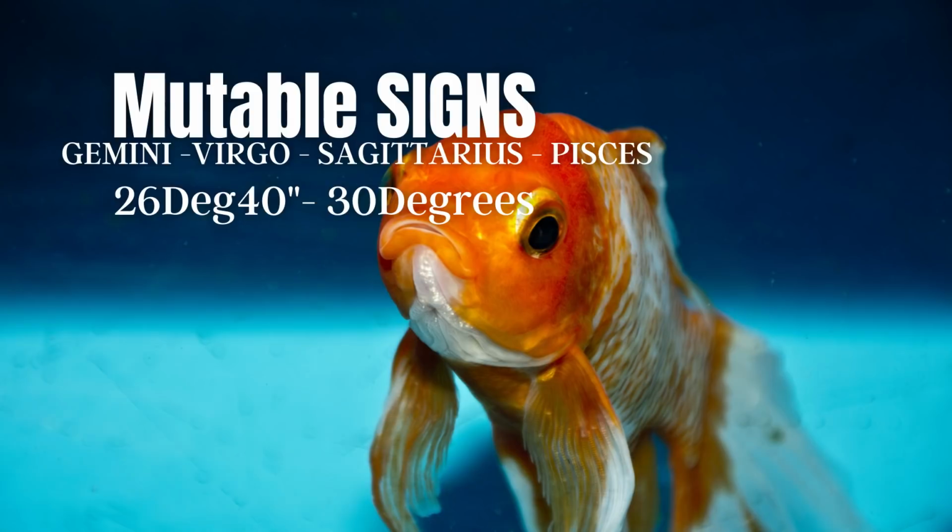And last, friends, for all the dual signs. First of all, dual signs are Gemini, Virgo, Sagittarius and Pisces. The last section of their sign, from 26 degrees 40 minutes to 30 degrees, is the section of these dual signs which is categorized as the Vargottam placement.